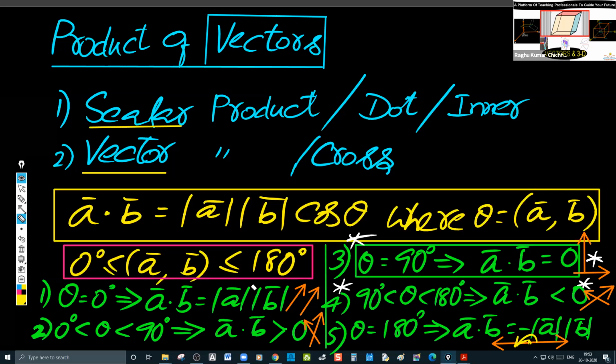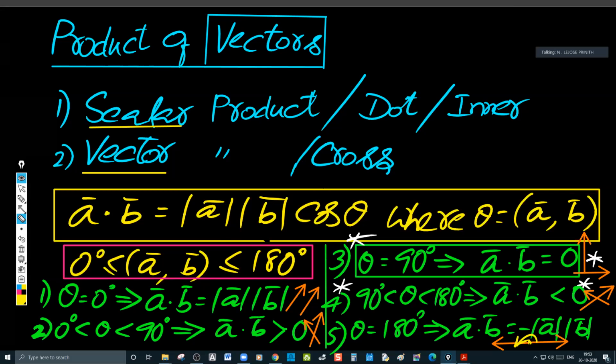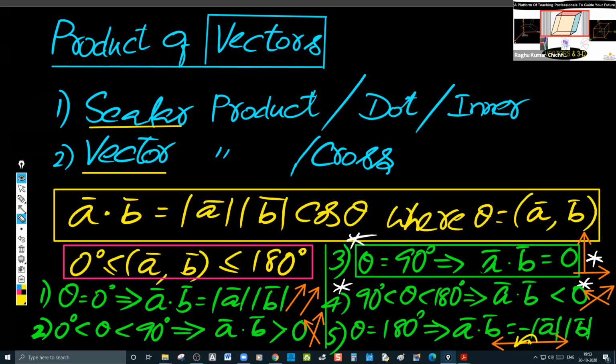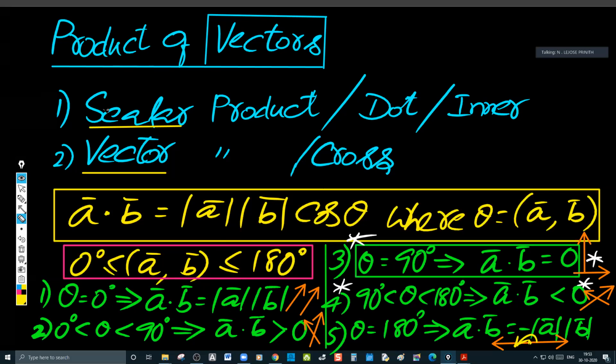Now, Pranit, you tell me whether you're comfortable with this or not. Sir, comfortable, sir. This is a very simple concept, and I need not explain more, but whenever you see these dot product values, you must be in a position to understand the angle between the vectors. According to the value of the dot product, you can say the angle between them, and according to the angle, you can say the dot product value.